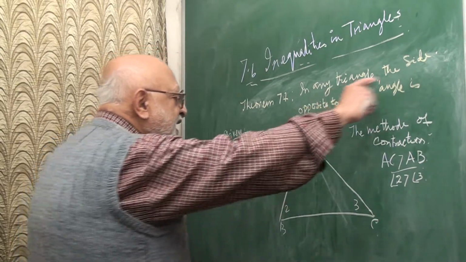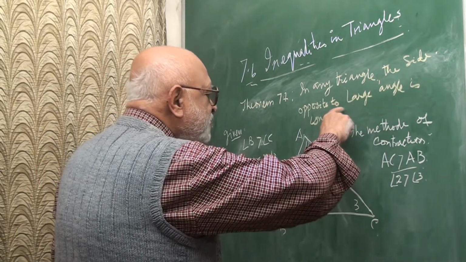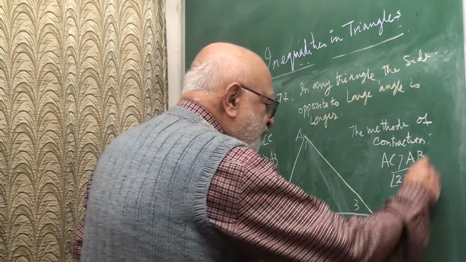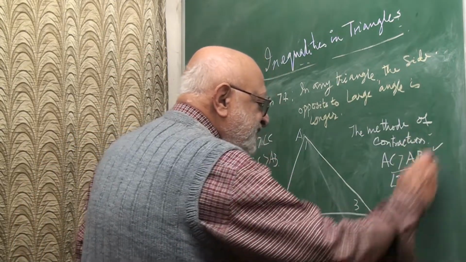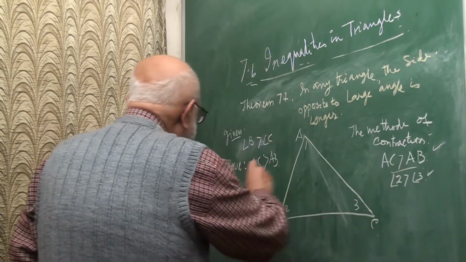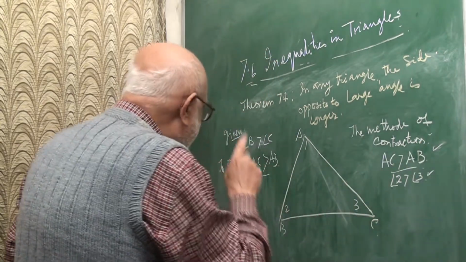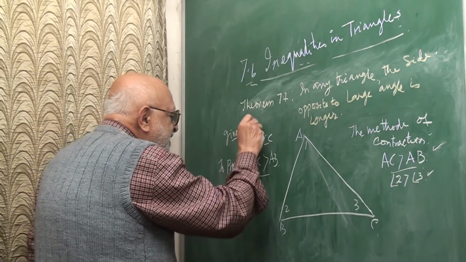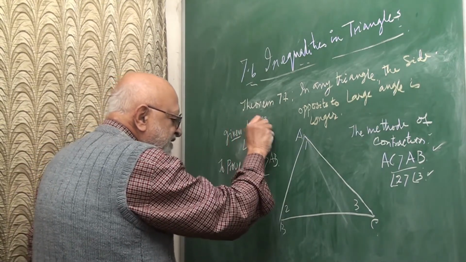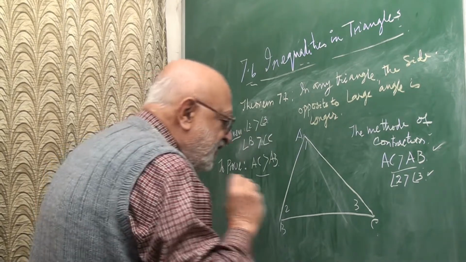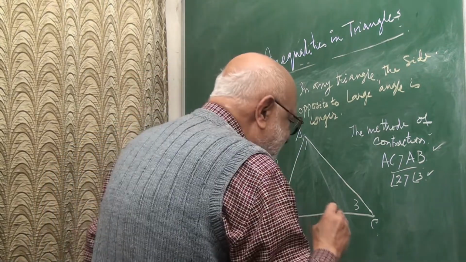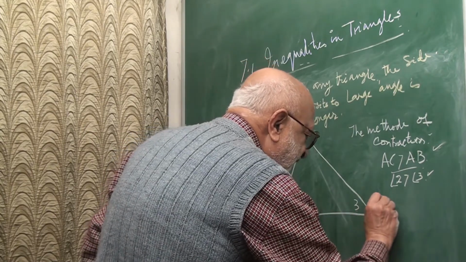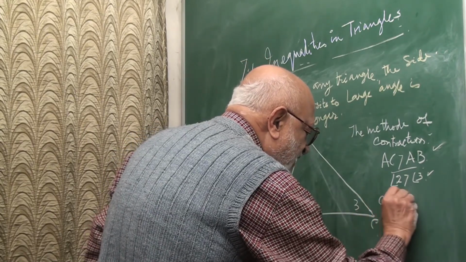In any triangle, the side opposite to the larger angle is greater. This is what we have to prove, and this is given. This is to be proven. Here angle 2 is greater than angle 3. What is the contradiction here? We will first say that there are three possibilities. So we will write down case 1.